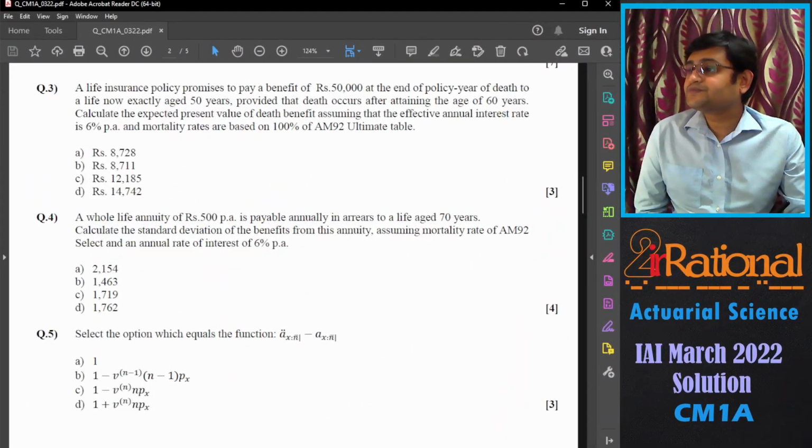So question number 3. A life insurance policy promises to pay a benefit of 50,000 at the end of the policy year of death to a life now exactly age 50 years, provided that death occurs after attaining the age 60. Calculate the expected present value of the death benefit assuming that the effective annual interest rate is 6% per annum and the mortality rate are based on 100% of the AM92 ultimate mortality table.